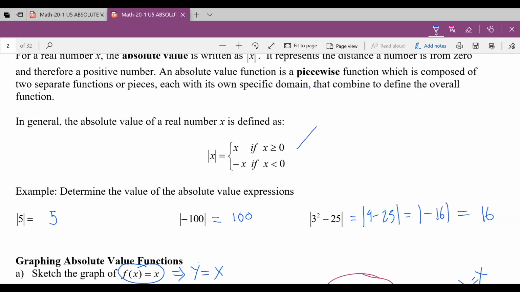So let's look at x equals 4, and let's try to take its absolute value. The definition of absolute value says that for x greater than or equal to 0, and we have that, then the absolute value of x is simply x.